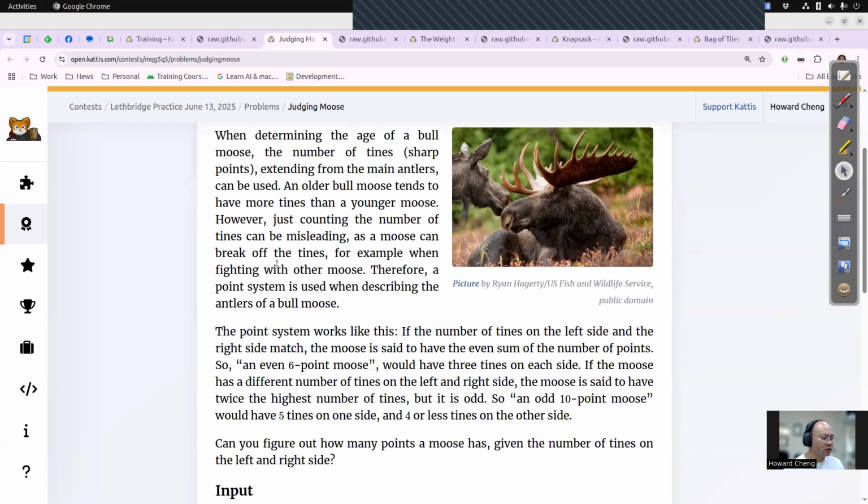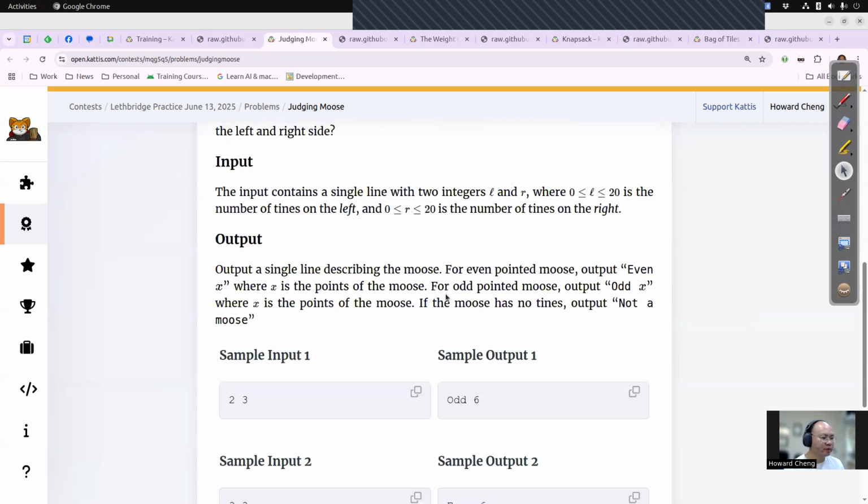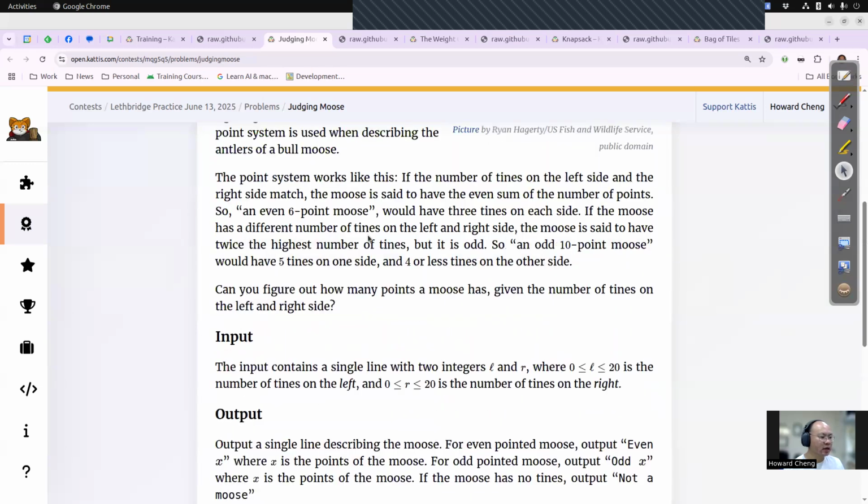If you read the problem, basically you have 2 numbers, left and right. If they are the same, then you say it's even, and the number of points that you're supposed to produce is just the sum of the two. If they're different, then it's an odd moose, and it is twice the highest number of times. So basically, take the 2 numbers, take the maximum, and multiply by 2.